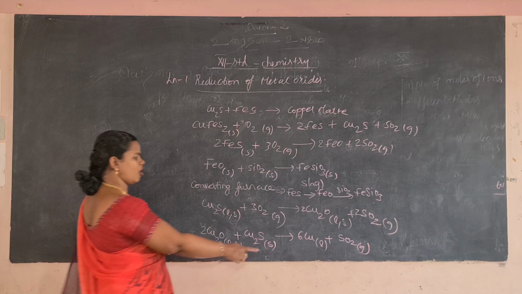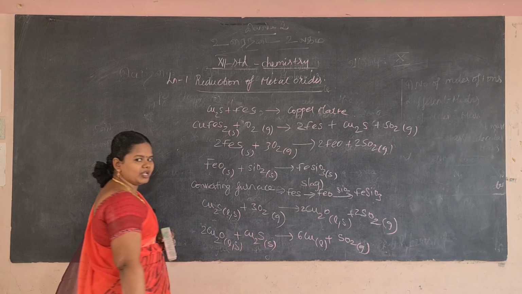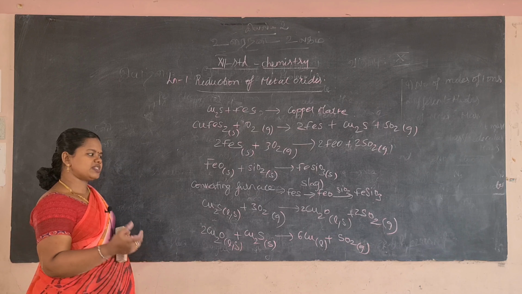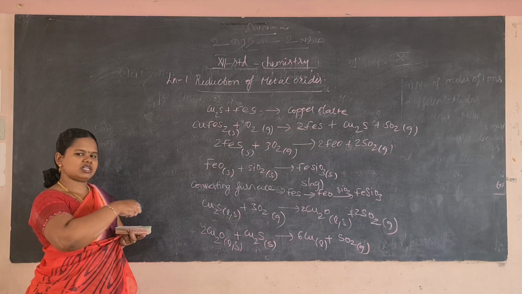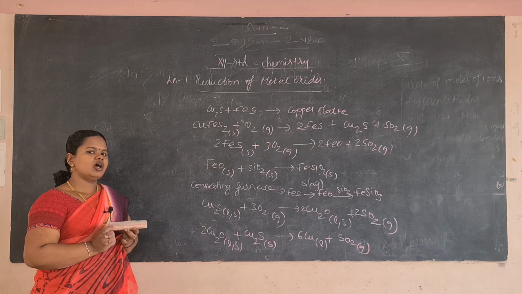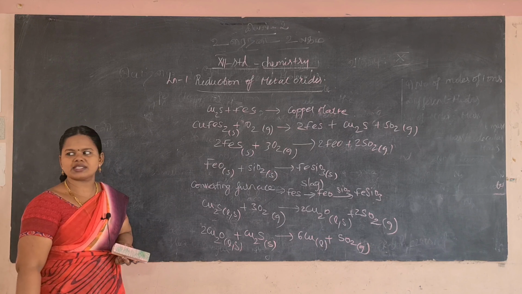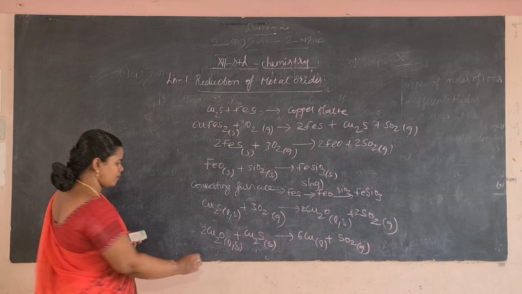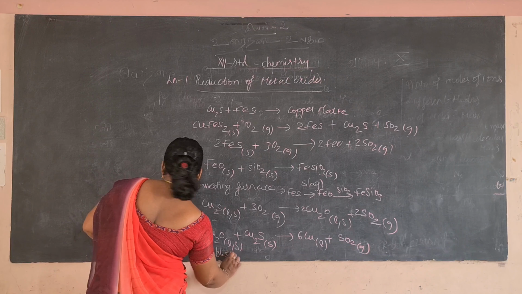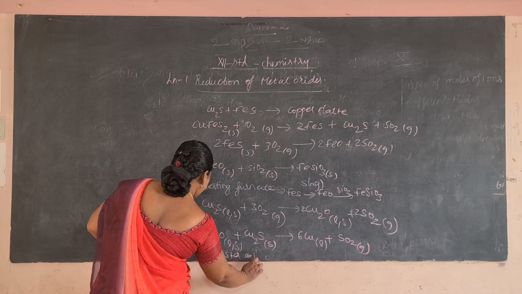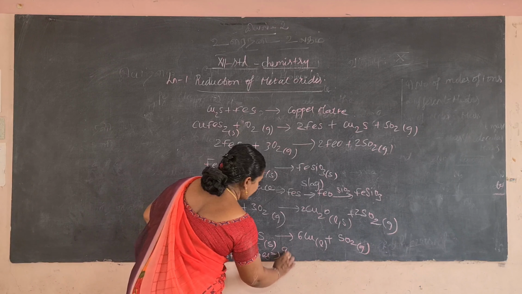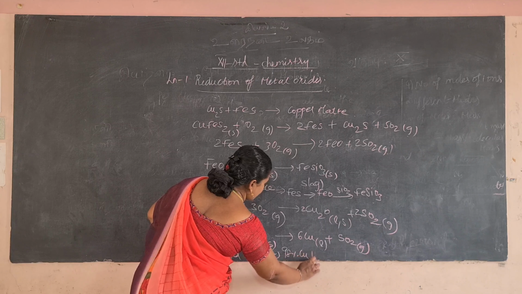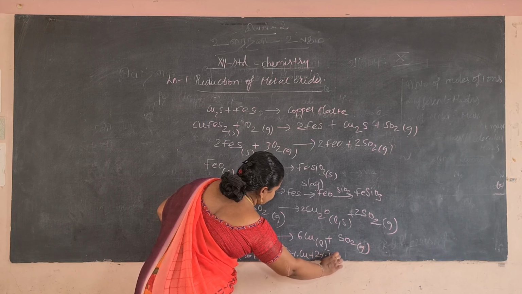This molten copper is known as what? Blister copper, because when sulfur dioxide gas passes over molten copper metal, blisters are formed on the surface of the molten copper metal. That is known as blister copper. So here blister copper contains 98% copper plus 2% impurity.